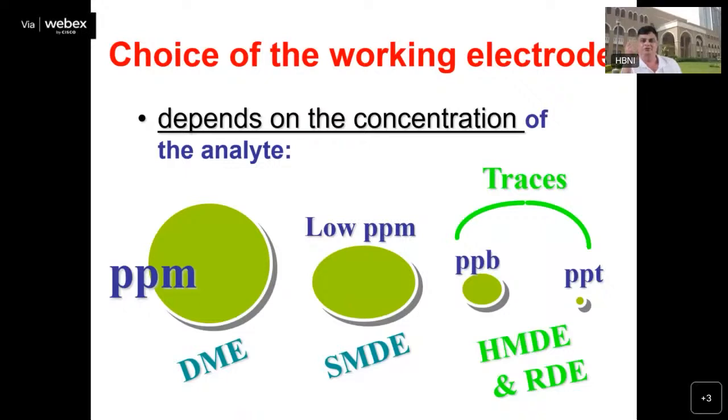And when we look for traces, that is at ppb or ppt levels, then one has to go for either a hanging mercury drop electrode or a rotating disc electrode.